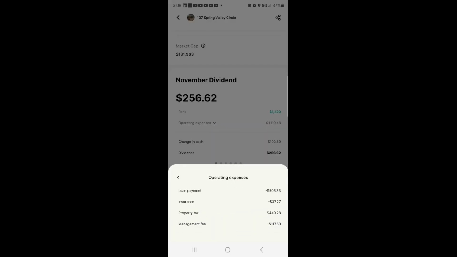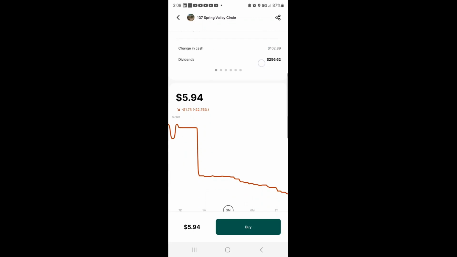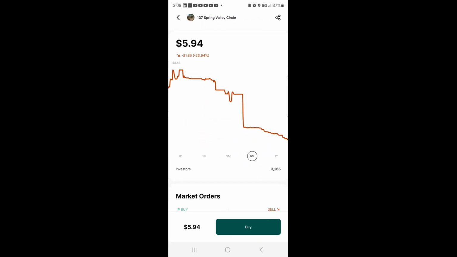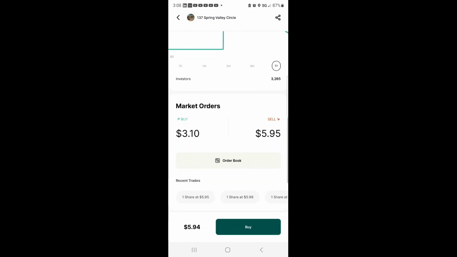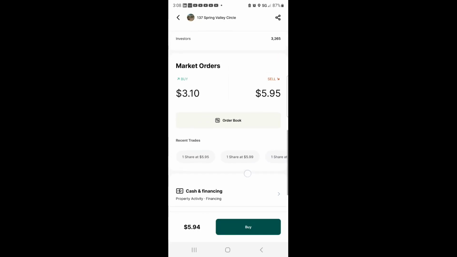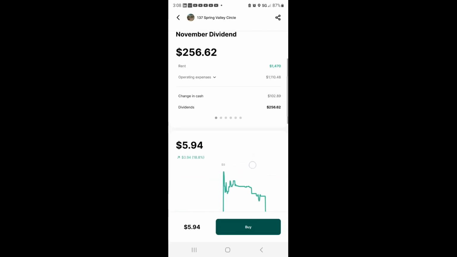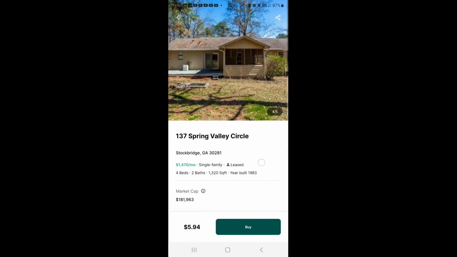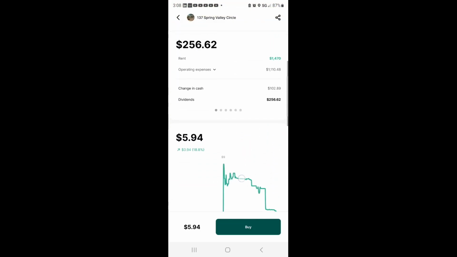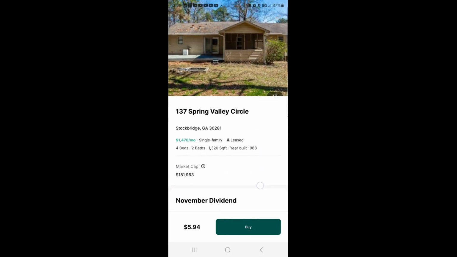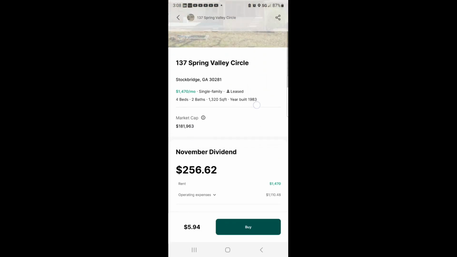Rent, we've got operating costs, dividend, cash in hand, and this time, because it's trading on the secondary market, it shows how the price fluctuated over 3 months, 6 months, and one year. We see the market order, buy and sell. Same information as before, but this is from the secondary market, so that's why they have a buy and sell price right there. But lo and behold, they don't have it either.